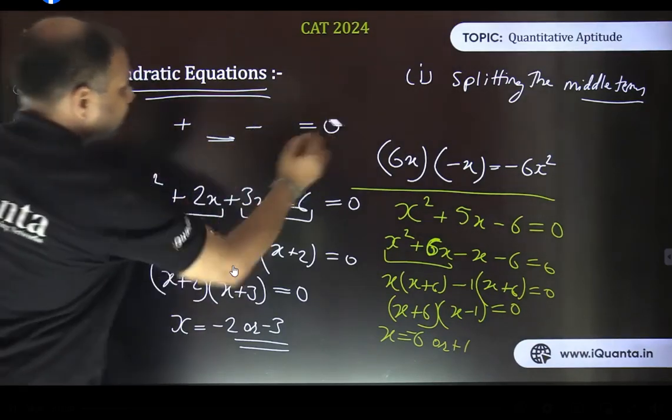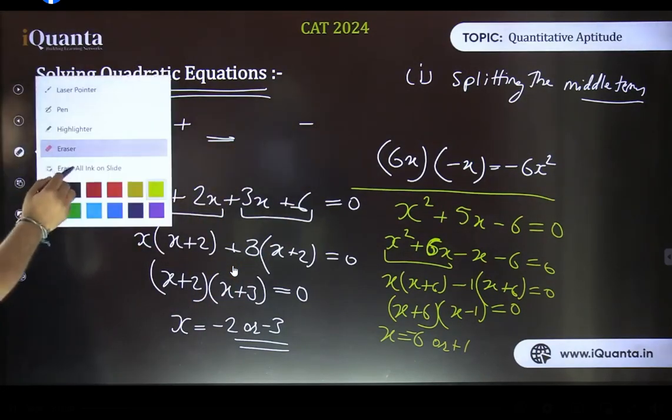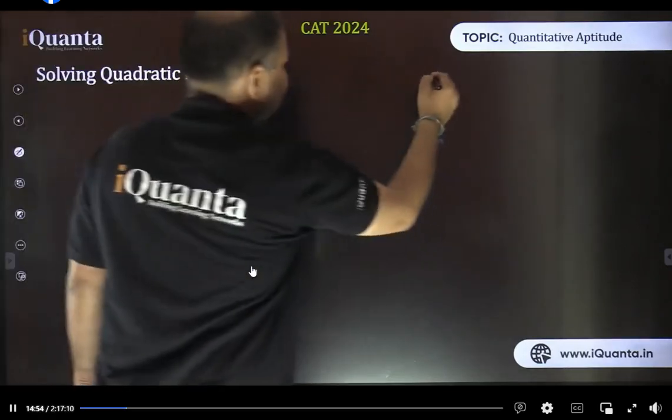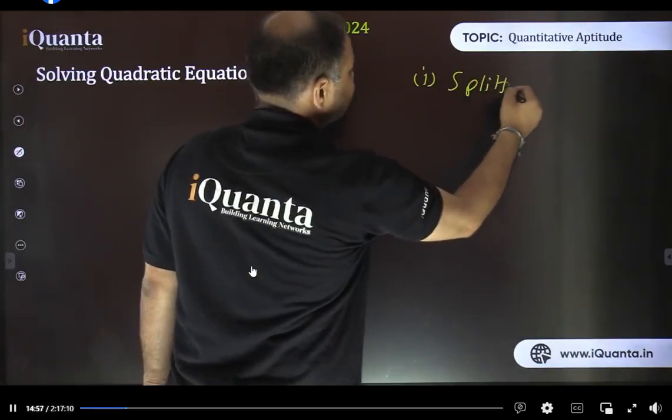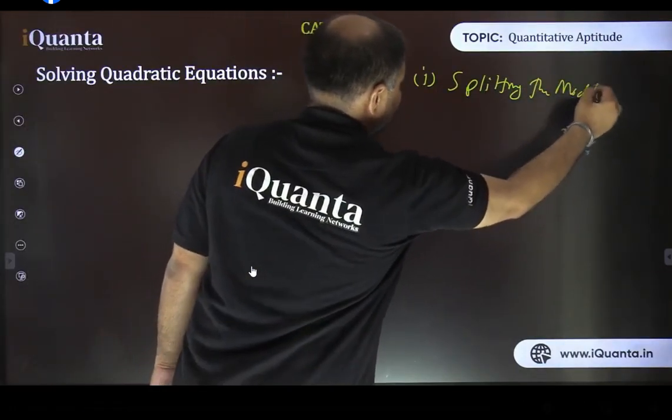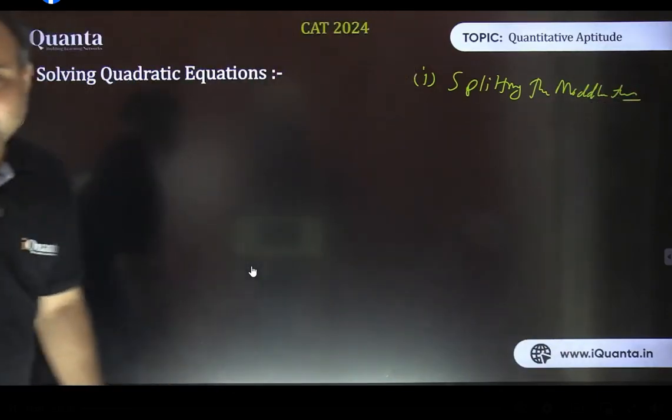Let me erase this part. Oh, I think I can clear the entire screen. So we had done the first method, that was splitting the middle term. And we had done 2 examples. Let's take one more example now.